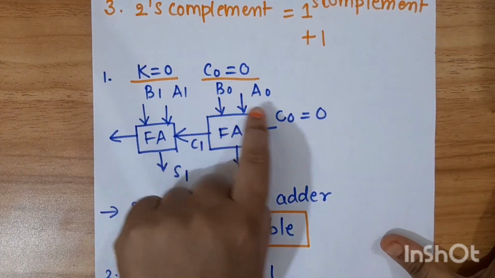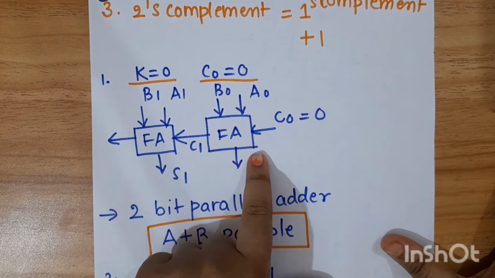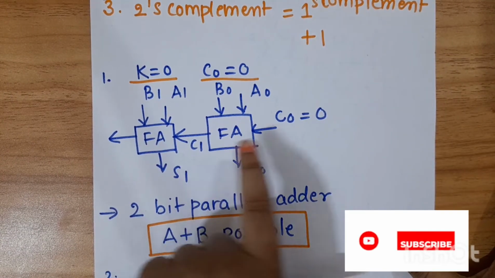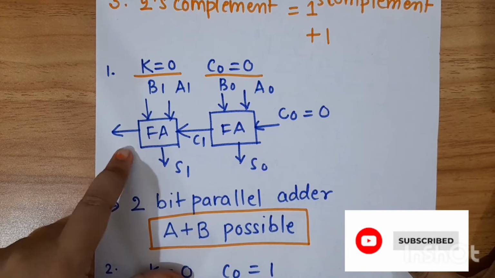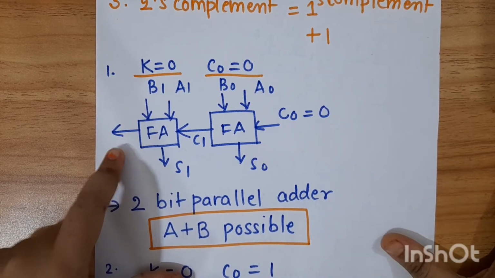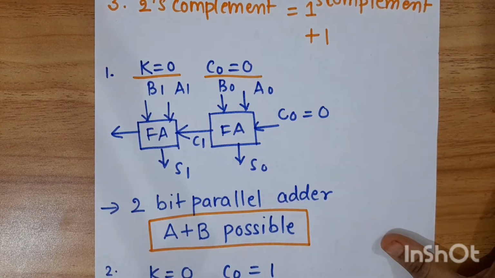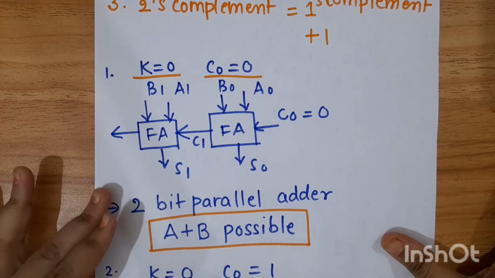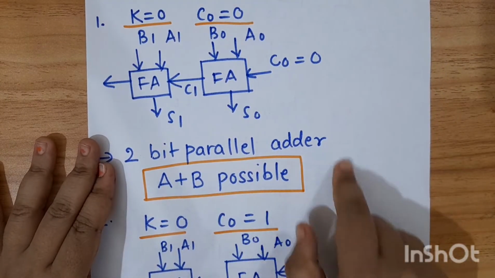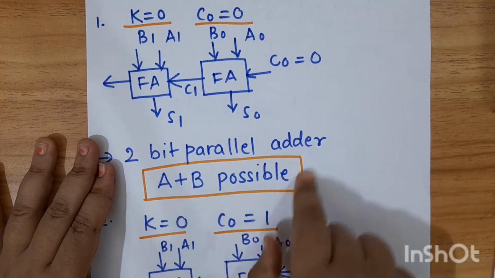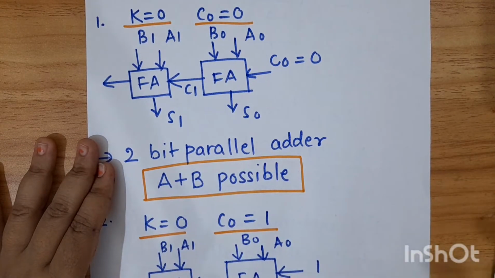B1, A1, B0, A0. This is a full adder. This is a full adder. This is C1, C0, and this is the carry output of the final full adder, with outputs S1, S0. This is the look of the 2-bit ripple carry adder. So it's a 2-bit parallel adder. So A plus B is possible. For 2-bit numbers, this addition A plus B is possible with this circuit.